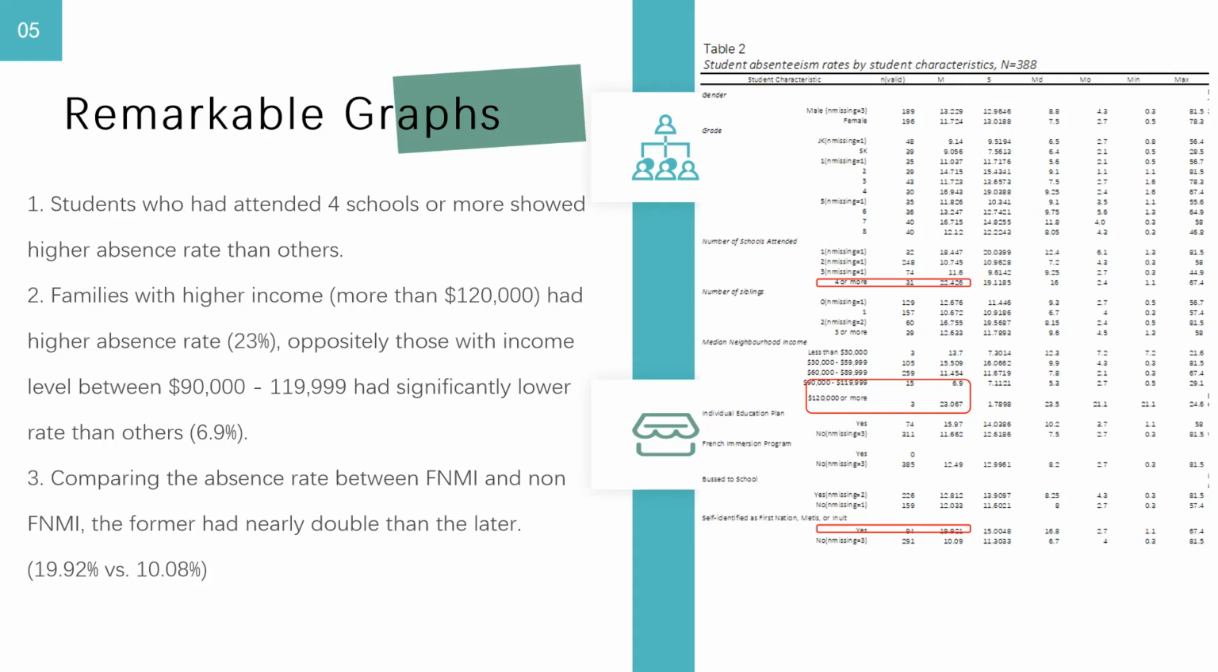Oppositely, those with income level between 90,000 Canadian dollars to 999 Canadian dollars have significantly lower rates than others, which represents 6.9% of the population. Comparing the absence rates between First Nation, Métis, and Inuit and non-FNMI students, the former had nearly double the latter, which represents 19.92% of the FNMI students versus 10.08% of the non-FNMI students.